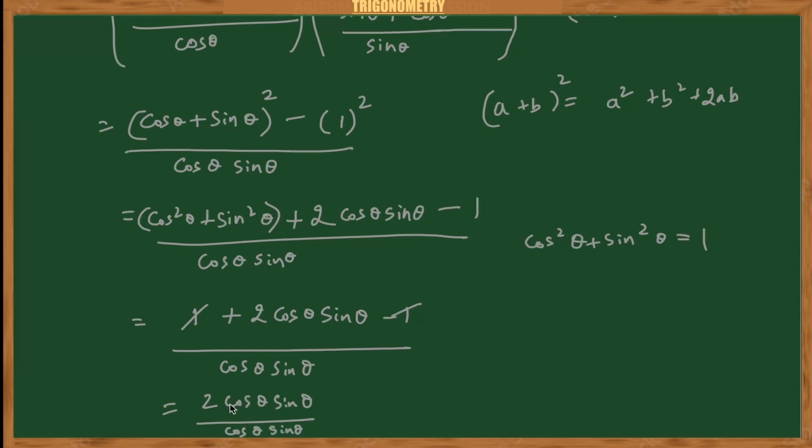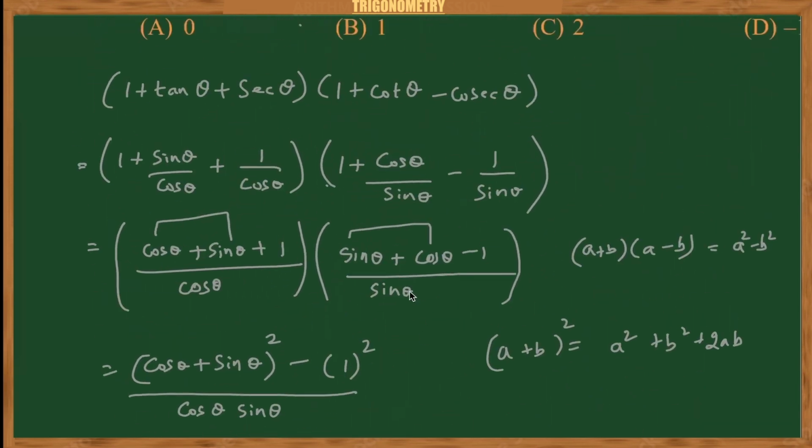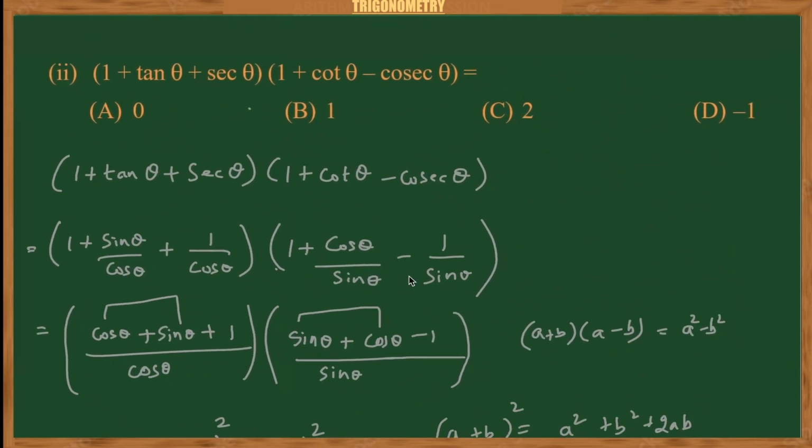So if you see here, cos theta sin theta gets divided here, meaning it is 2. Okay, so the answer for this question is 2. So let me repeat what we have done. We have converted this into sine and cos theta.